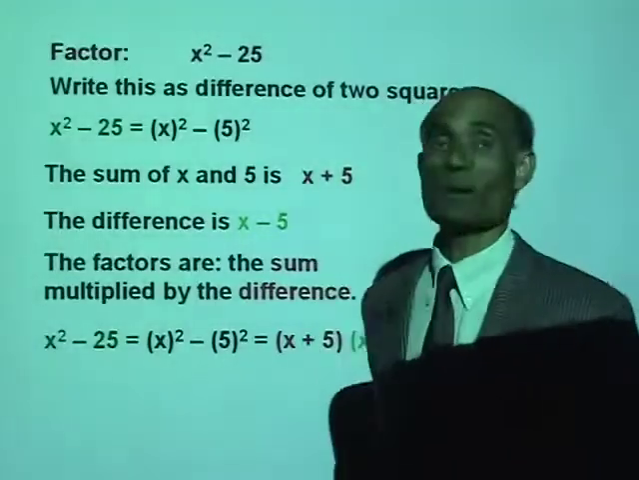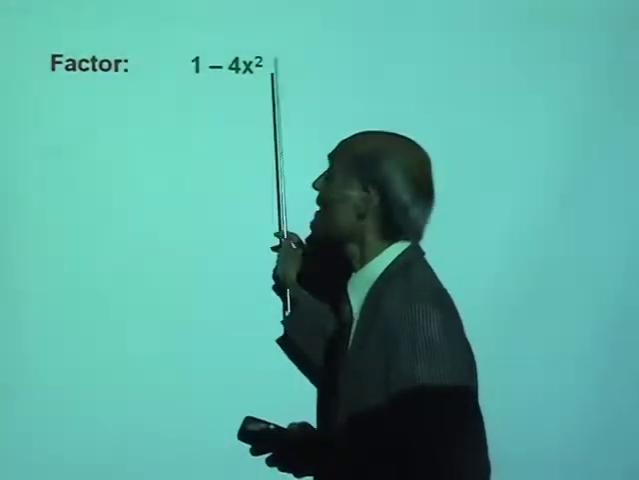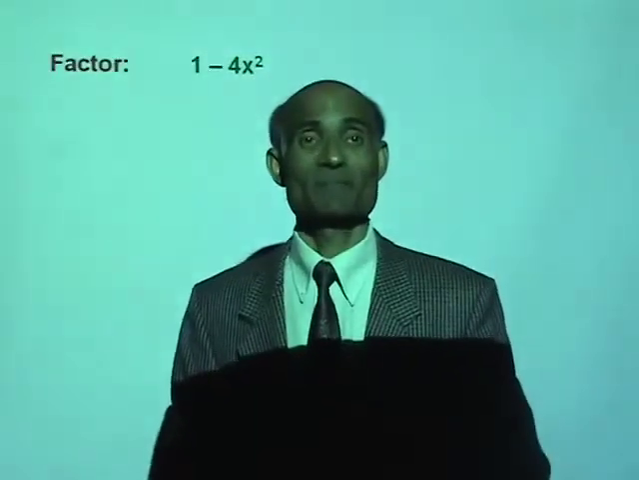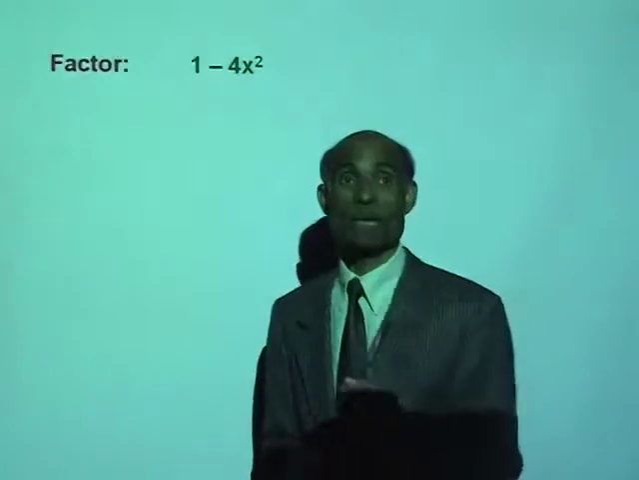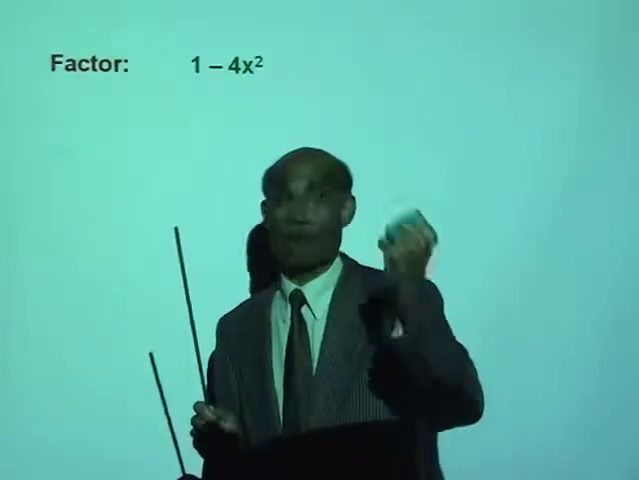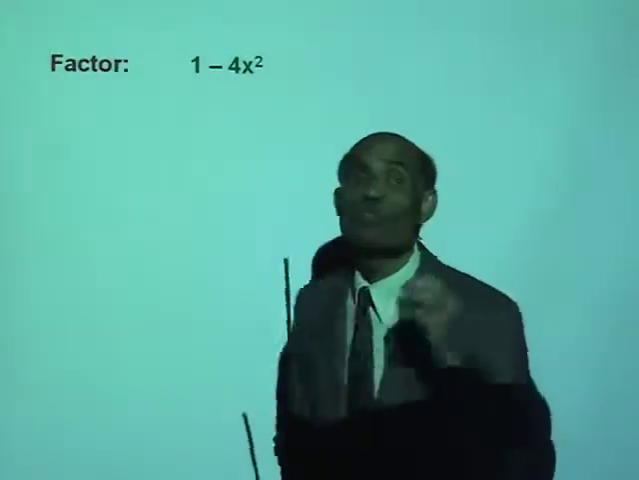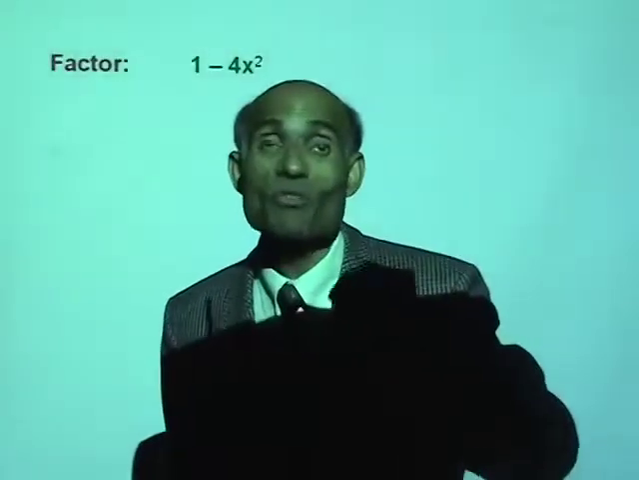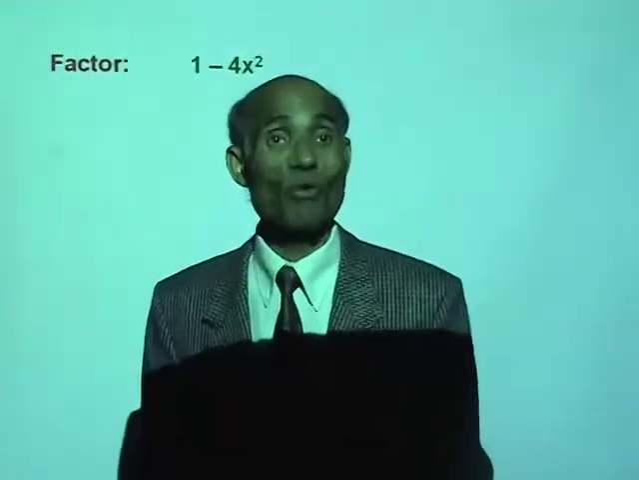Okay, let's try another one. Factor 1 minus 4x squared. Is this a difference of two squares? Or can you write it as the difference of two squares? Yes, 1 can be written as 1 squared. Is that right? 1 times 1 is 1. Now, what quantity squared will give you 4x squared? You see, 2 squared is 4, and therefore 2x all squared will be 4x squared.